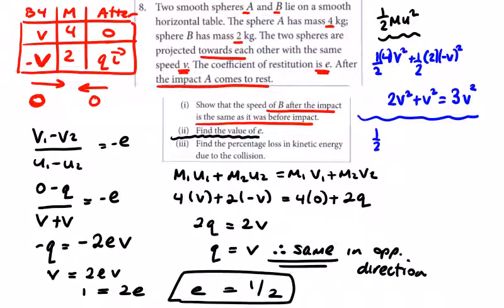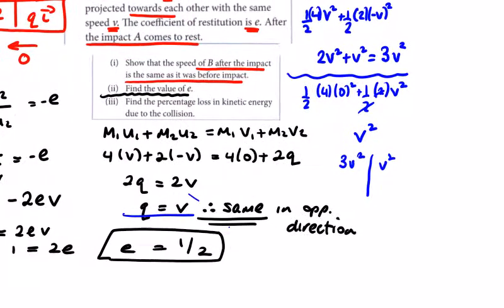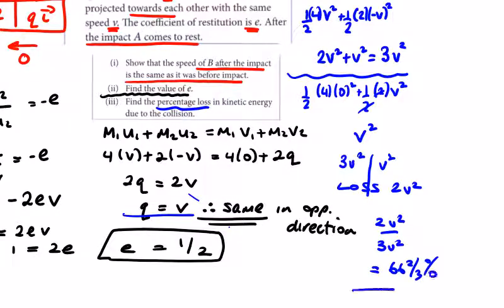Afterwards, we have a half times the 4 times the 0 squared. And we have a half times the 2 times the Q squared. And we got Q is equal to V. So that's going to be V squared. So afterwards, we're just going to have V squared. So it's gone from 3V squared to V squared. So that's a loss of 2V squared. What were we asked for? Percentage loss? Well, that's just 2/3. 2V squared over 3V squared is equal to 66 2/3%. You should see that straight away.